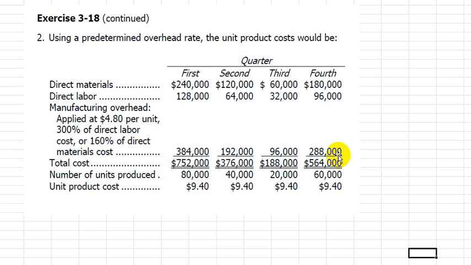Hope this helps. Just remember, as you look at the assignment, which is 3-20, that what we've been doing here in 3-18 is based on what we call a plant-wide overall predetermined rate. We only had one rate for the entire year for all the products going through, and that was $4.80. If you use departmental rates, then you must have multiple rates, and you might think about that as you go into 3-20. It's a little bit of a hint. Okay, that should help you.